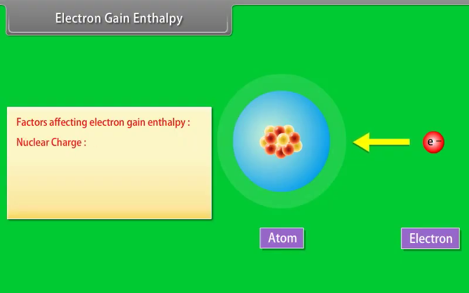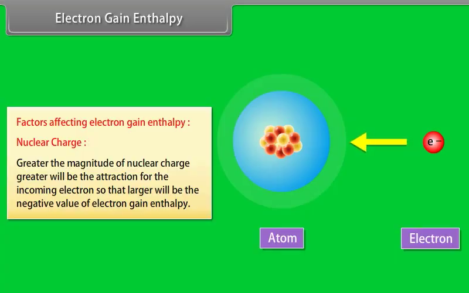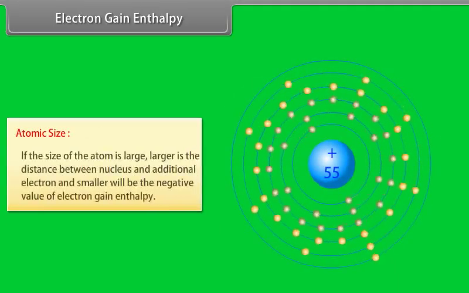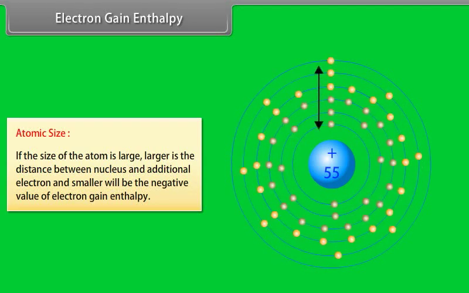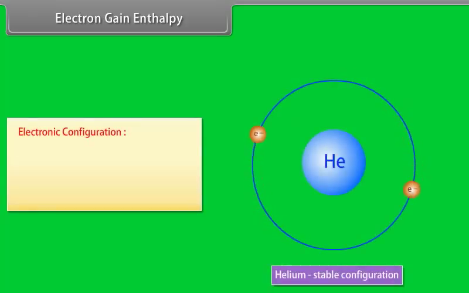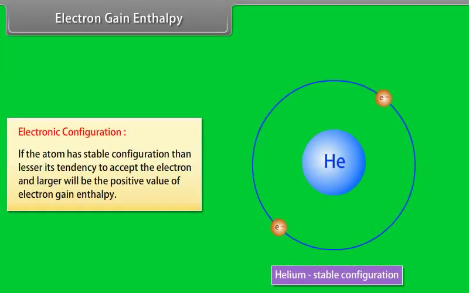Nuclear charge. Greater the magnitude of nuclear charge, greater will be attraction for the incoming electron, so that larger will be the negative value of electron gain enthalpy. Atomic size. If the size of the atom is large, the distance between nucleus and additional electron is larger, and smaller will be the negative value of electron gain enthalpy. Electronic configuration. If the atom has a stable configuration, then lesser is its tendency to accept the electron, and larger will be the positive value of electron gain enthalpy.